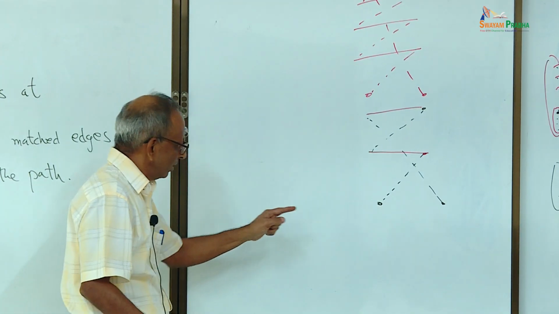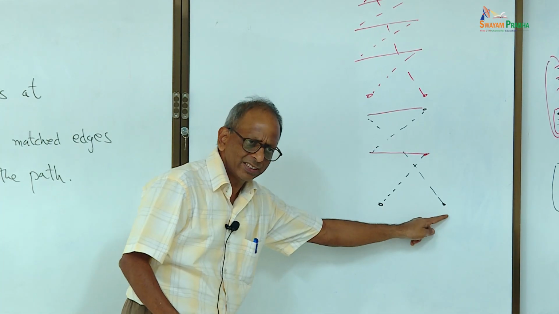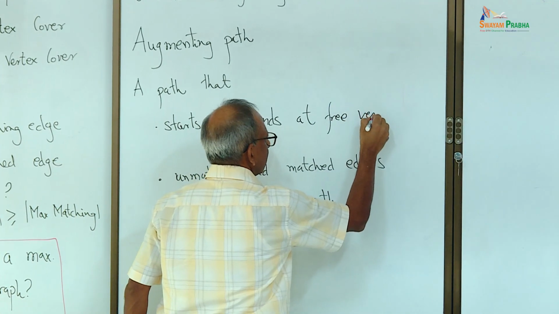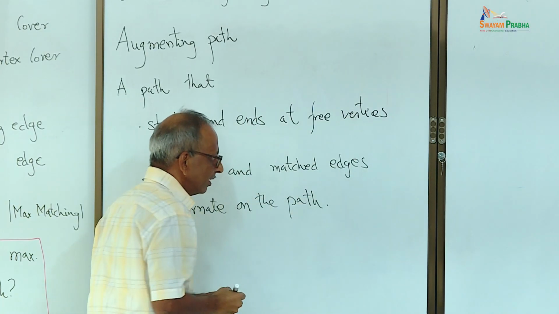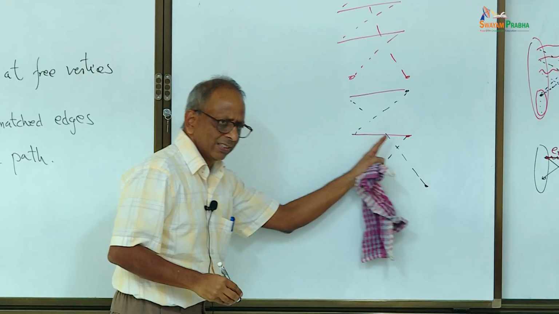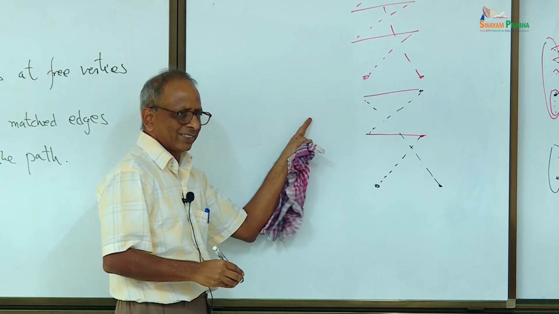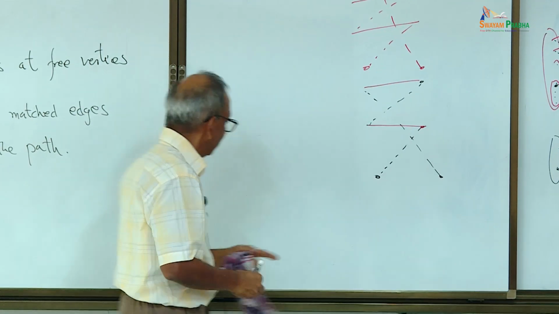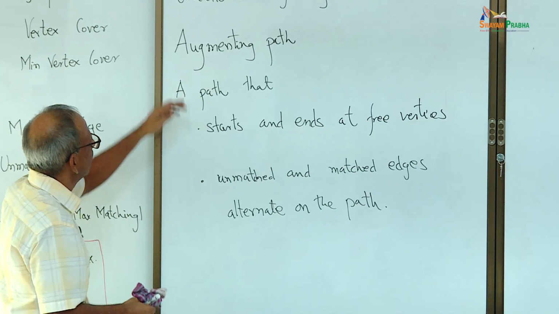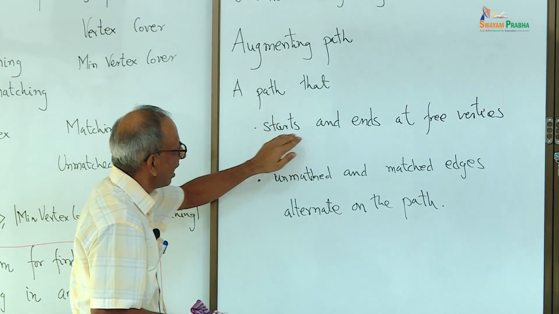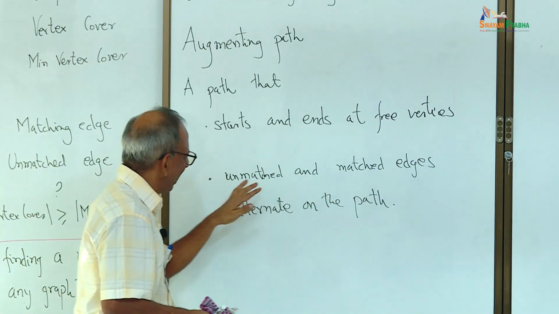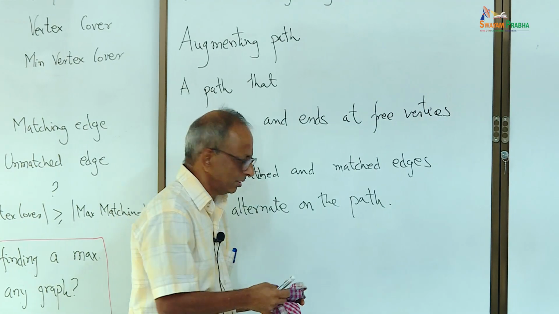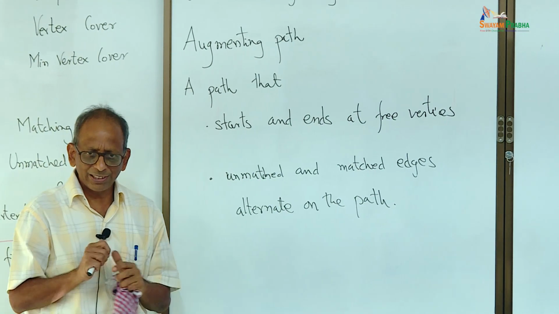Yeah. So the augmenting path should start and end at unmatched, matched, unmatched, matched, unmatched, matched, and you should end in a free vertex. So such a thing, okay, my grammar is slightly off, but an augmenting path is a path that starts and ends at free vertices and where unmatched and matched edges alternate along the path. Is the definition of an alternating path clear?